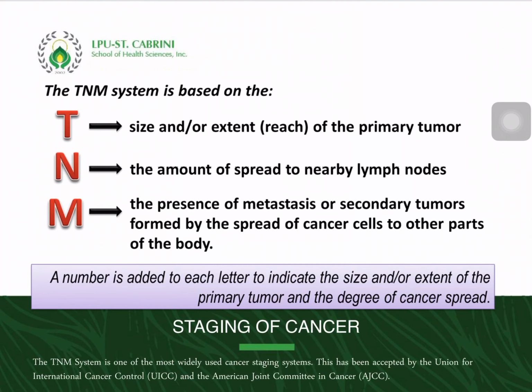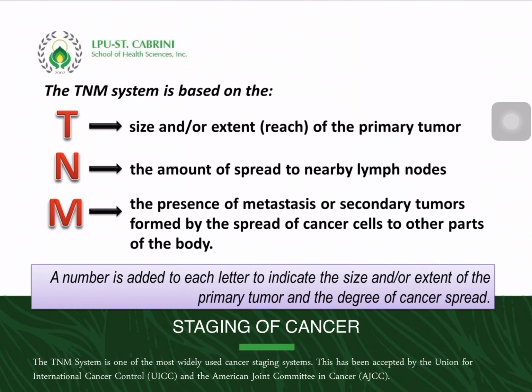So pag sinabi ng TNM, it indicates like T is for tumor, N is for nodes or lymph nodes, and M is for metastases. So T, size and or extent of the primary tumor, N, the amount of spread to nearby lymph nodes. M, the presence of metastases or secondary tumors formed by the spread of cancer cells to other parts of the body. So here in TNM system, a number is added to each letter to indicate the size and or extent of the primary tumor and the degree of cancer spread.